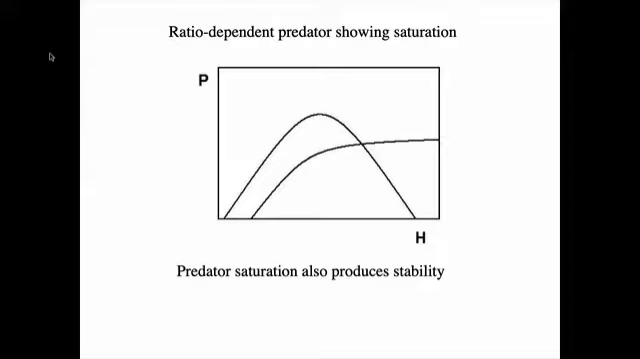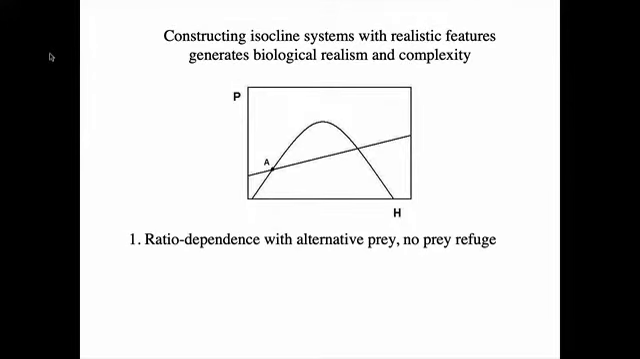So let's look at a couple of examples of how you might generate some complexity here. Here's one where you have a predator-prey system that is currently at an unstable equilibrium, right? So this is a ratio-dependent predator. You need to recognize that. You need to be able to tell me on an exam. That line indicates that we have a ratio-dependent predator, not a density-dependent predator.